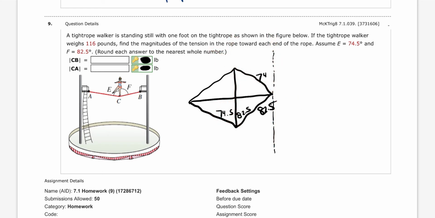So it's a lot of geometry here. Alternate interior angles are congruent. Then you can find this angle. This is a straight angle. So 180 minus the sum of 82.5 plus 74.5 is 23. So this is 23.